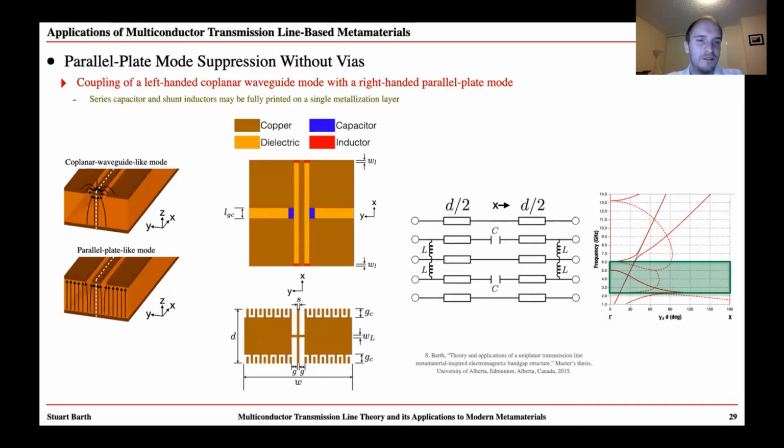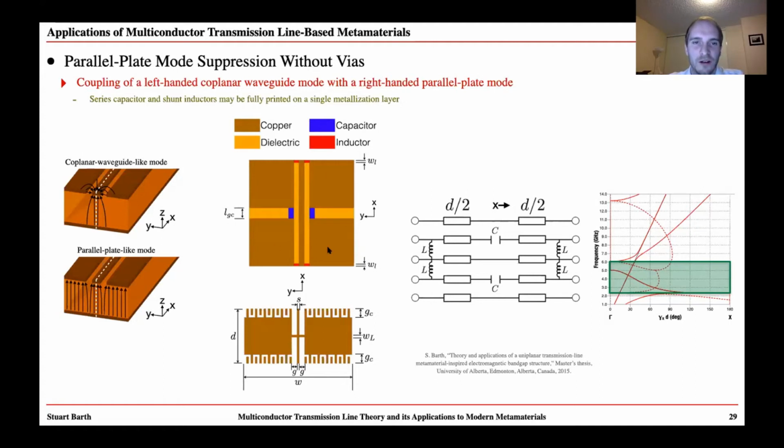And what we investigated was how we could couple various multi-conductor transmission line modes to affect this parallel plate suppression, but utilizing multi-conductor transmission lines with field profiles oriented in such a way that we didn't need to use vias. So what we actually did was we loaded a coplanar waveguide transmission line. And the nice thing about a coplanar waveguide transmission line is that all of the series and shunt components can be implemented on the same layer.